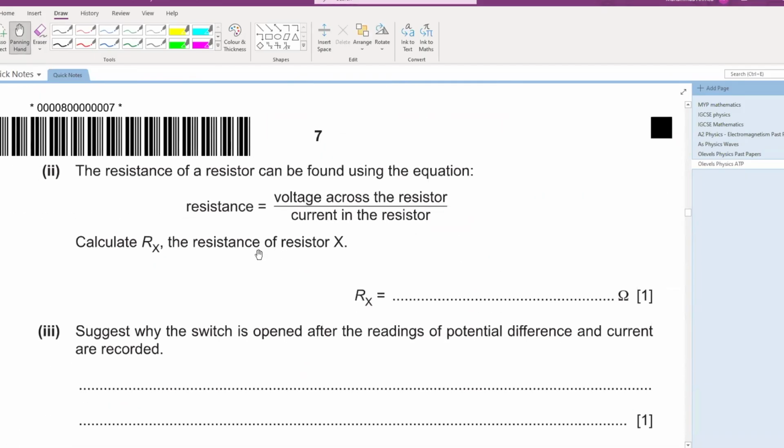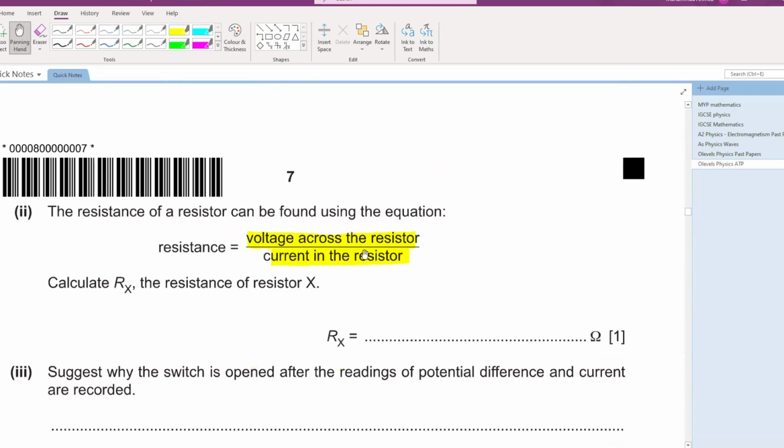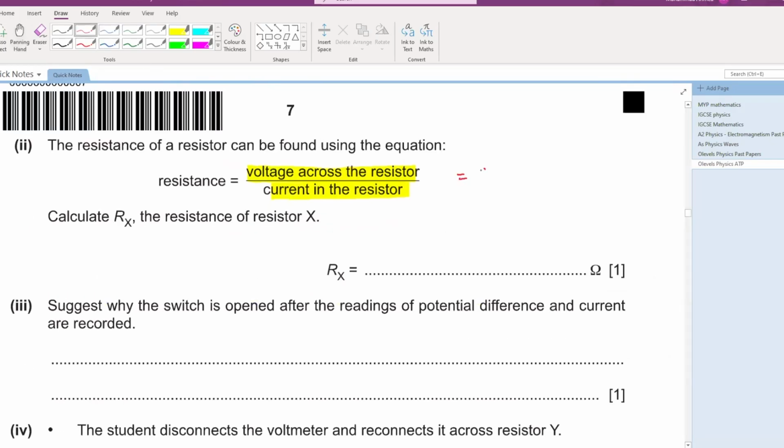The resistance of a resistor can be found out using this equation: voltage across the resistor divided by the current in the resistor. What is the voltage across the resistor, beta? 0.7. Current क्या है? 0.25. कर दो divide. 0.7 divided by 0.25. What does your resistance come out to be? Resistance comes out to be 2.8 ohms.